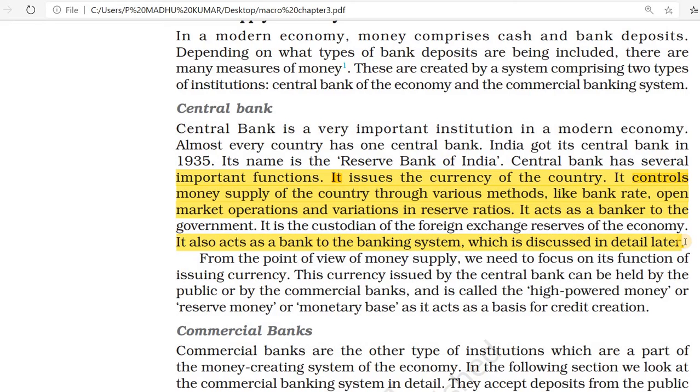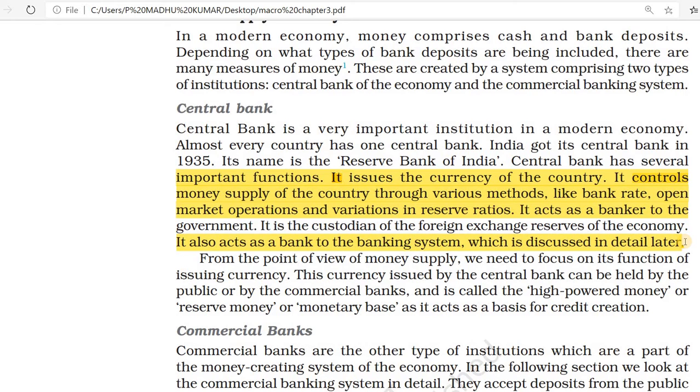It means this bank, RBI, works as a controller or manager of all the banks. That is the reason we call it the banker of banks. Another function is lender of last resort. The RBI helps the commercial banks in the time of financial crisis. When commercial banks are not able to get financial assistance from any source, RBI comes to their rescue.